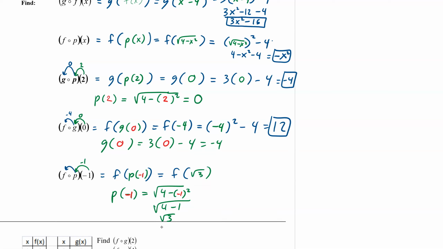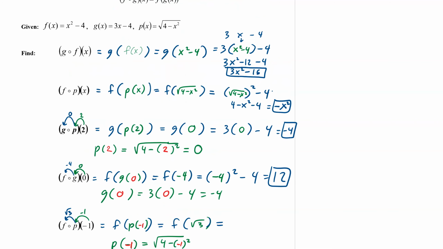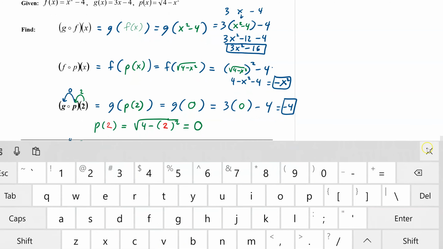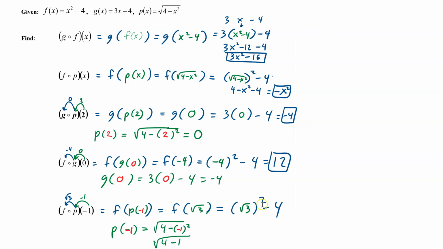And so that's what we're plugging in to the next one. We're plugging in square root of 3. So now we go back to f, and f is x squared minus 4, and we input the square root of 3. The square root of 3 squared is just 3. So 3 minus 4 is negative 1.